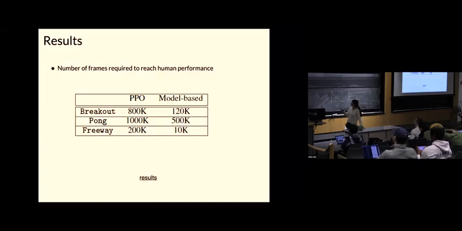But here, PPO alone without the synthetic experience does this, and model-based does that. It says here the number of frames required to reach human performance, and now you see the model-based technique requires a much smaller amount of real experience. Real experience means in the simulator.